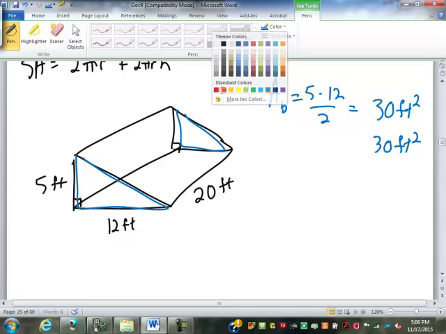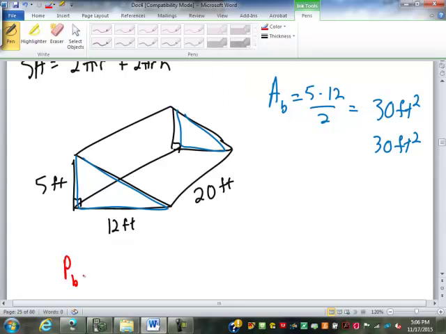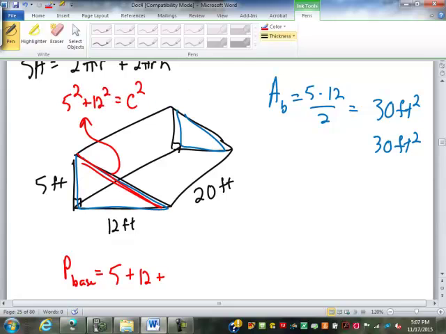Now for my lateral area, I need the perimeter of the base. So the perimeter of the base is going to be 5 plus 12 plus, I need to know that side, don't I? How do I find that side? You got it, 5 squared plus 12 squared equals c squared. If you do that out, you're going to come up with 13. So we add those up, we're going to get 30 feet is the perimeter of the base.